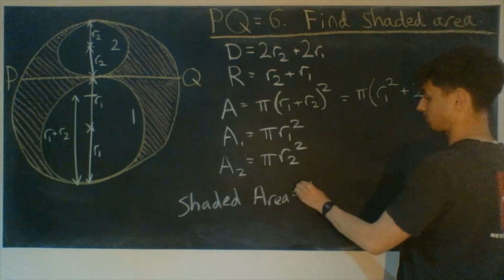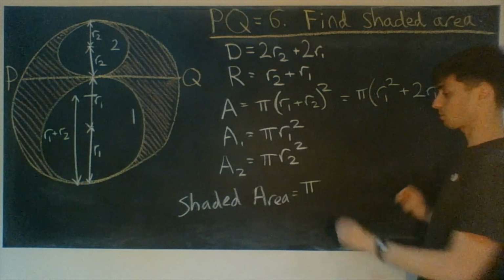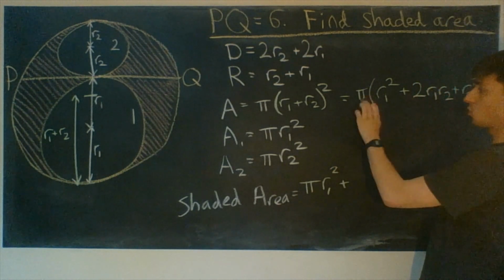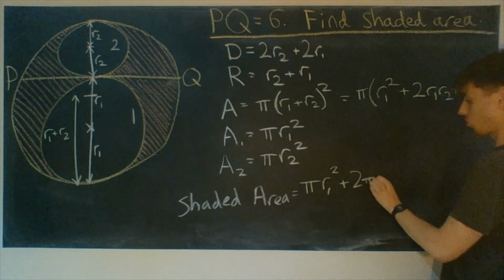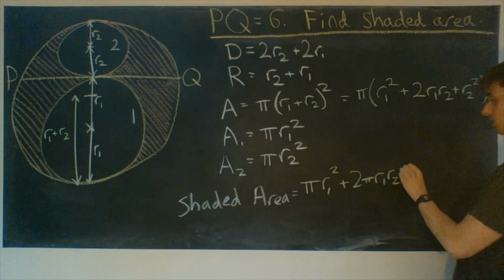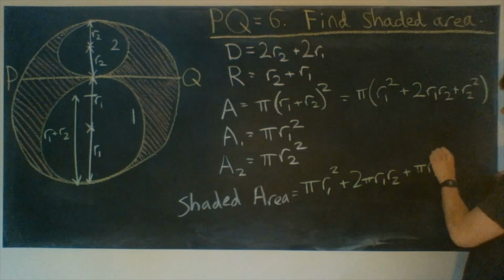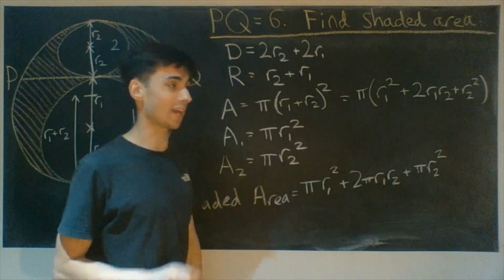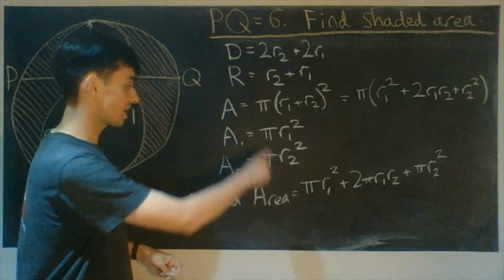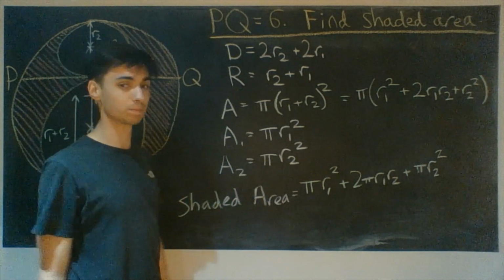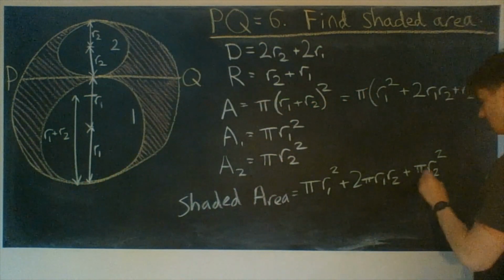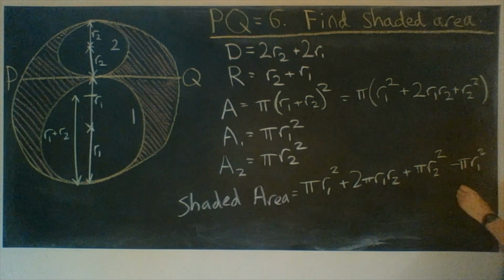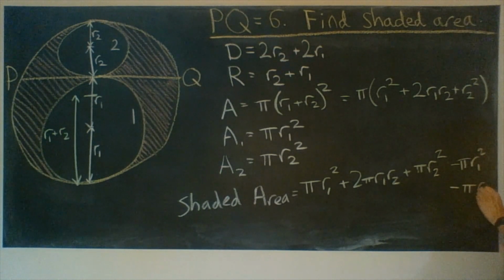So we've got pi. If we expand out our brackets at this point, we've got pi r1 squared plus 2 pi r1 r2 plus pi r2 squared. That's the area of the whole big circle. We've multiplied the pi out of those brackets. What we need to do is take away area 1 and also area 2. So they're going to give us a takeaway pi r1 squared, and also a takeaway pi r2 squared.